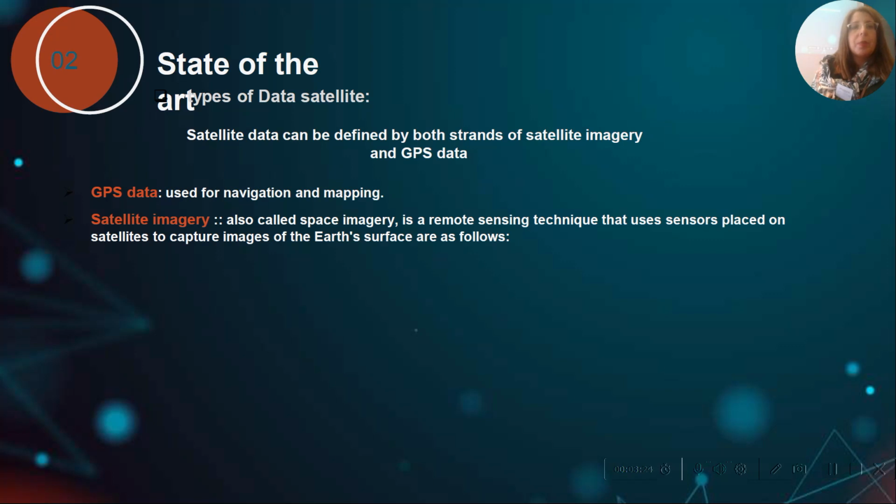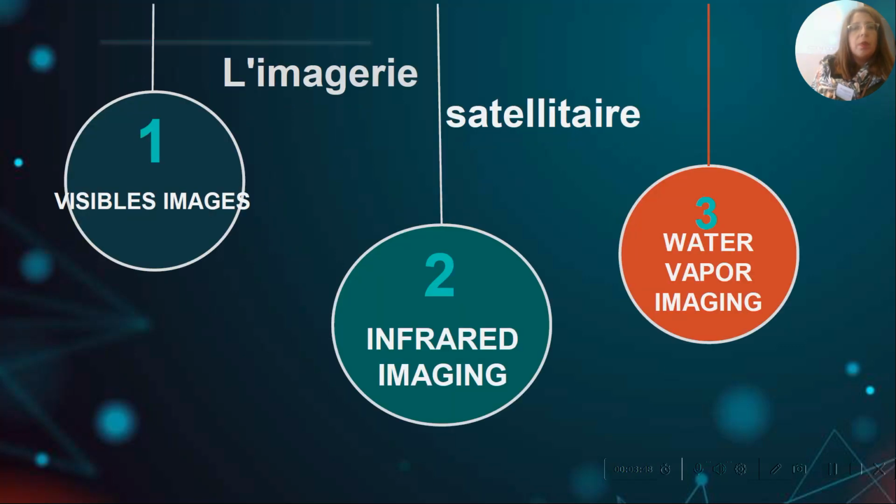Let's talk about the type of satellite data. Data can be defined by both satellite imagery and GPS data. GPS data is used for navigation and mapping. Satellite imagery, also called space imagery, is a remote sensing technique that uses sensors placed on satellites to capture images of the Earth's surface. The types are as follows: visible images, infrared imaging, water vapor imaging.